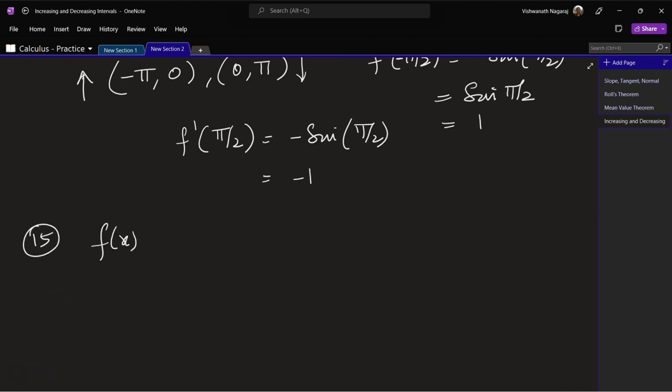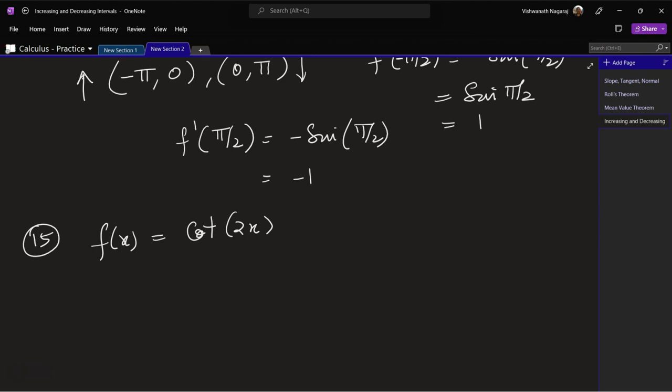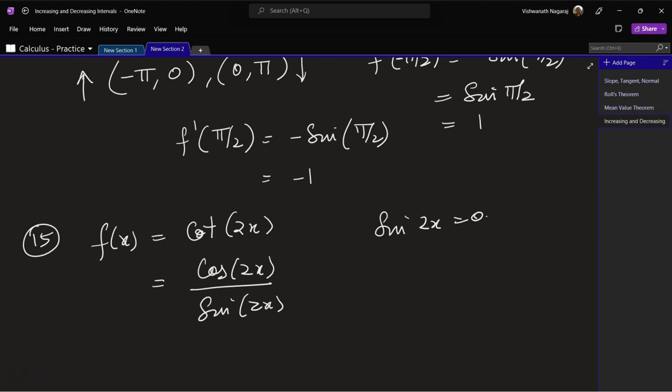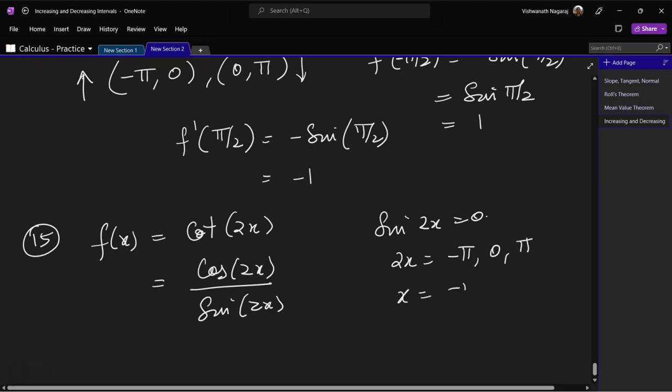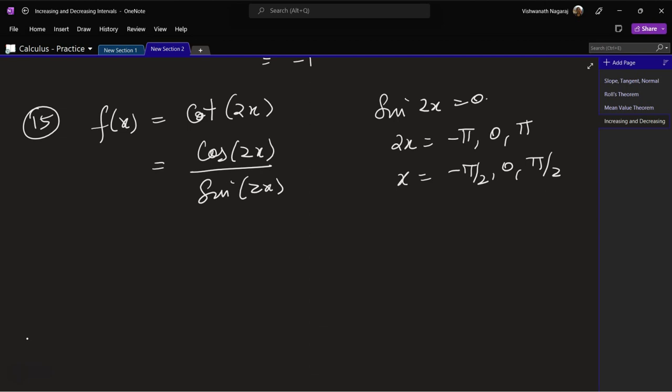Okay, 15th one, f of x is equal to cot of 2x. Okay, now if you remember, there are a lot of discontinuities in a cot graph, right? It is periodic, and the discontinuity also keeps repeating. Okay, so let's see what we can do. So cot can be written as cos of 2x by sine of 2x. That means the discontinuities are when sine of 2x equal to 0. So sine 2x equal to 0. That means 2x is equal to minus pi, 0, pi, which means x equal to minus pi by 2, 0 and pi by 2. So these are the points at which we can't figure out the slope, but for the other places we can.